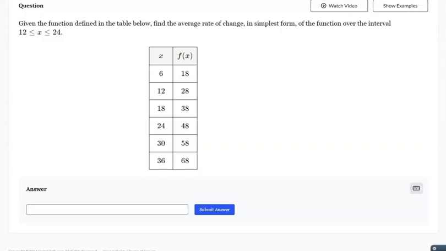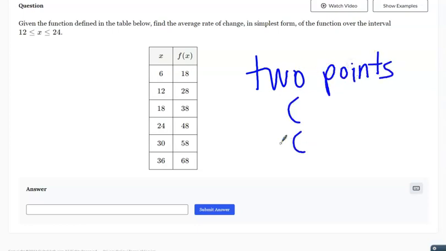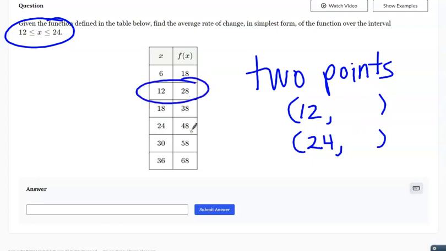When finding average rate of change, you need 2 points. And the x values of those 2 points will be provided to you in the interval. So we're looking for only the change between the point with an x-coordinate of 12 and the point with an x-coordinate of 24. You need to go to the table to find their y values. Once you find those values, you can put them in the slope formula.